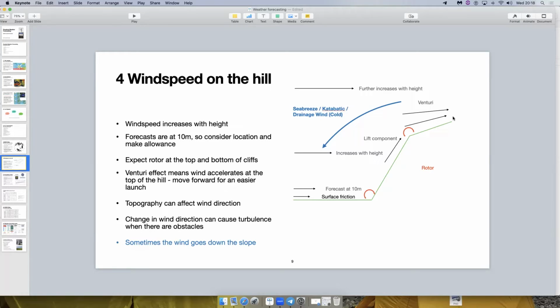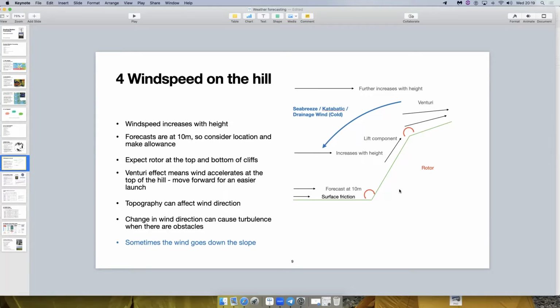So if you're up here, the wind that you feel is going to be greater than if you're towards the front of the hill. What that means sometimes is, when it's stronger, you're better off launching lower down the hill, where it's not quite as strong as if you were at the top. Also, it means you haven't got to run so far, and it should be an easier launch.